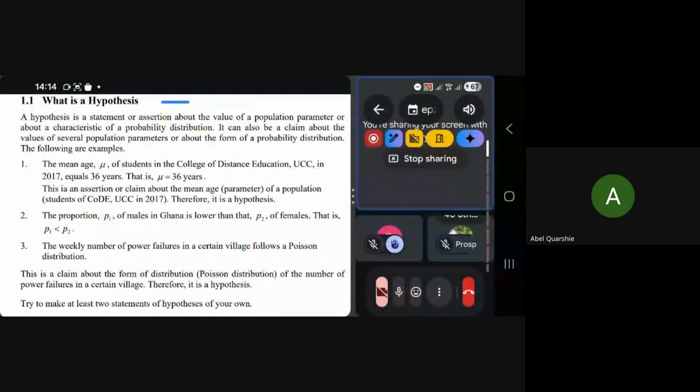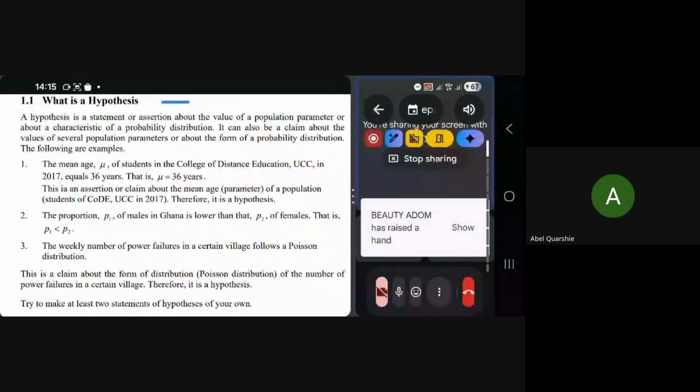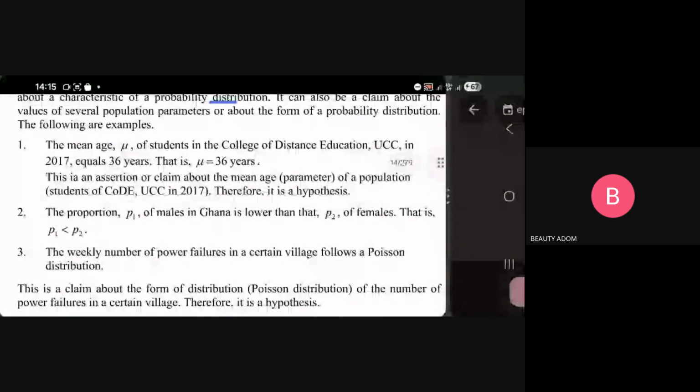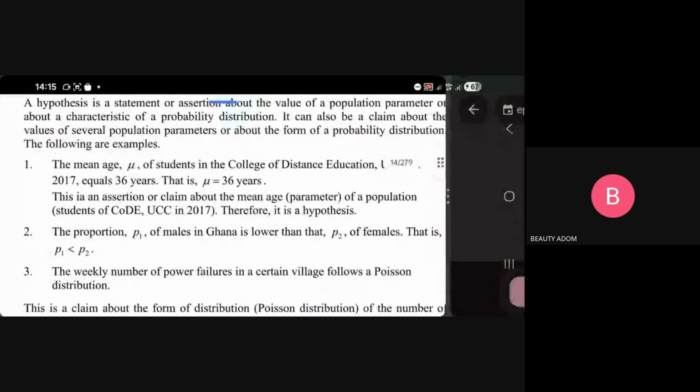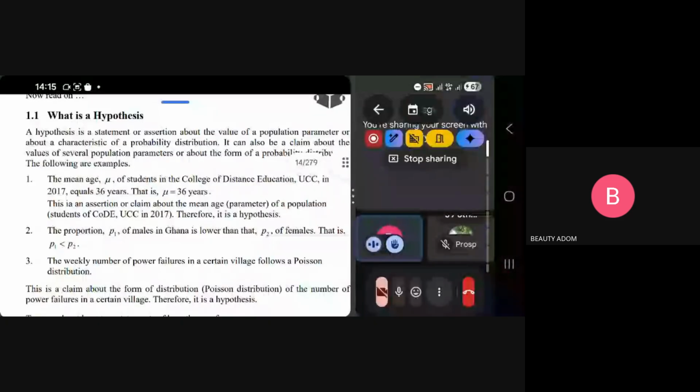Okay, a hand is up. Beauty, go ahead. Thank you, Madam. Hypothesis is a testable and educated prediction or explanation for a specific phenomenon, serving as a foundation for scientific research. Great. I like that, scientific research and phenomenon over there. Thank you very much. Any other person?